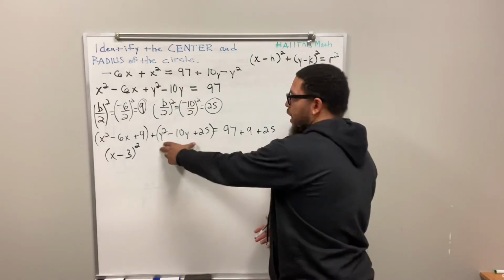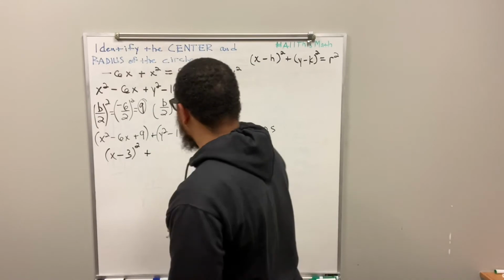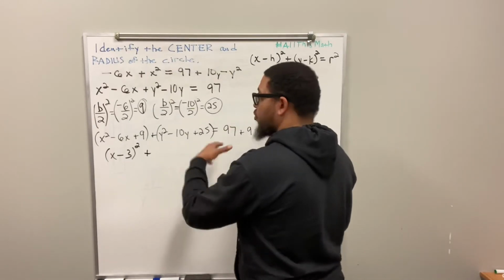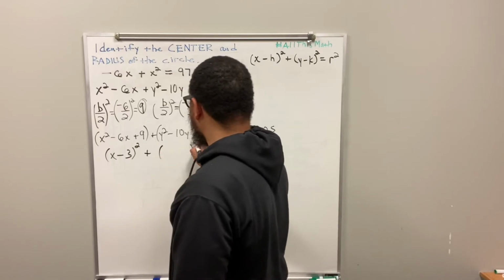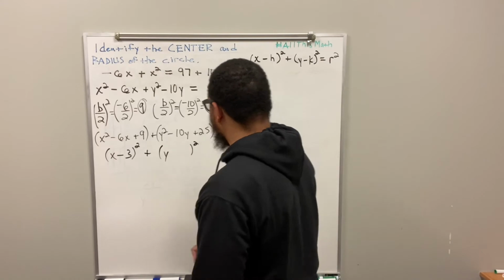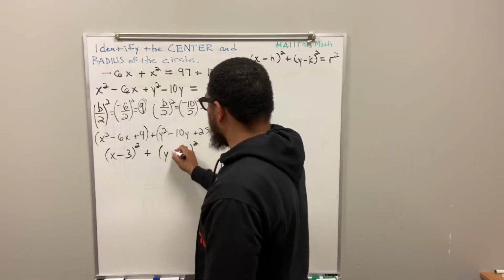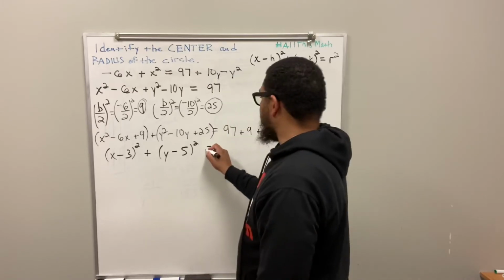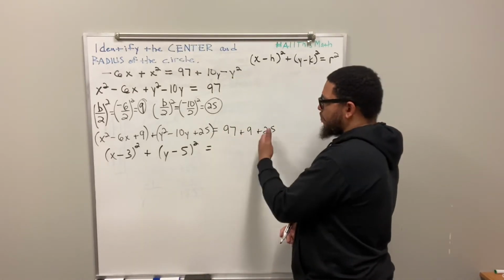Now, we're about to do the same thing for the y trinomial. So now I got my plus sign, and now I know this is a perfect square trinomial for the same reason that that one was, right? So I do my binomial, exponent 2, square root of y squared, bring the y down, square root of 25, bring the 5 down, this minus sign, bring that down, then I write my equal sign, then I got to do my arithmetic. 97 plus 9 plus 25.